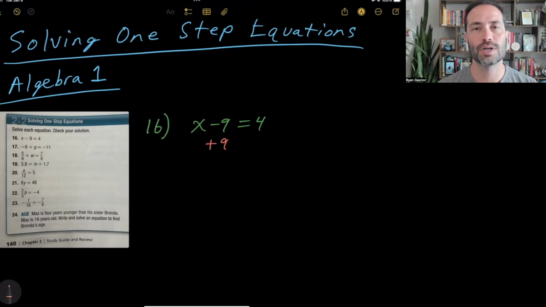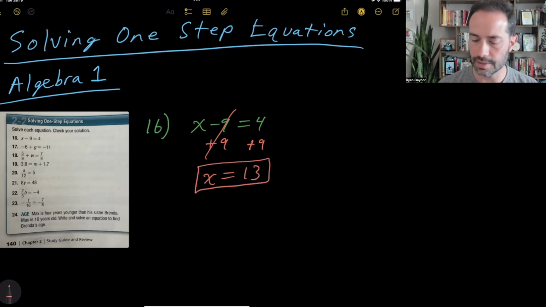And in algebra, we have to balance. So whatever you do to one side of the equal sign, you have to do to the other side of the equal sign. So there'll be a plus 9 here. Negative 9 plus 9 is 0, so that cancels out. So we have x equals 13. All right, excellent. Moving on.